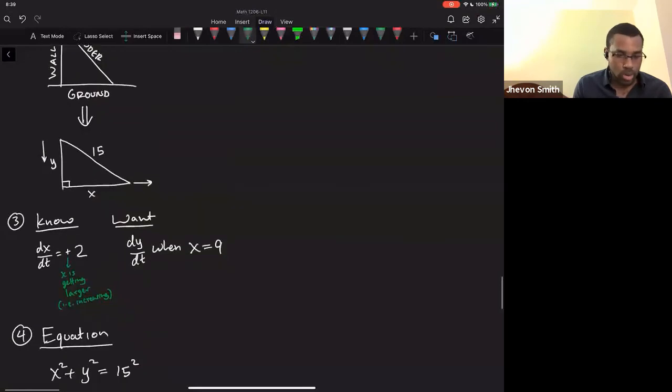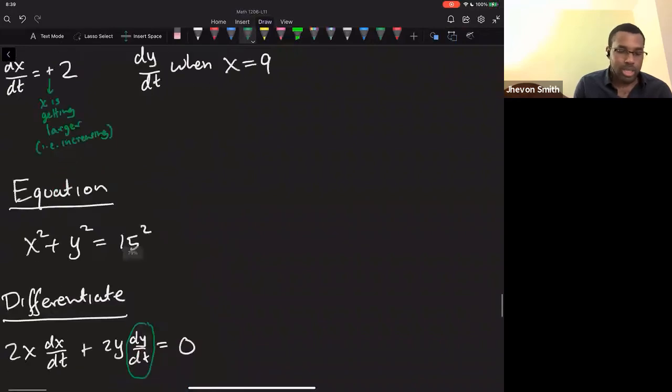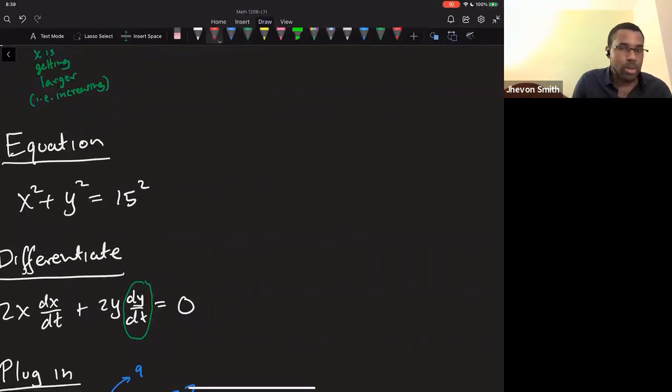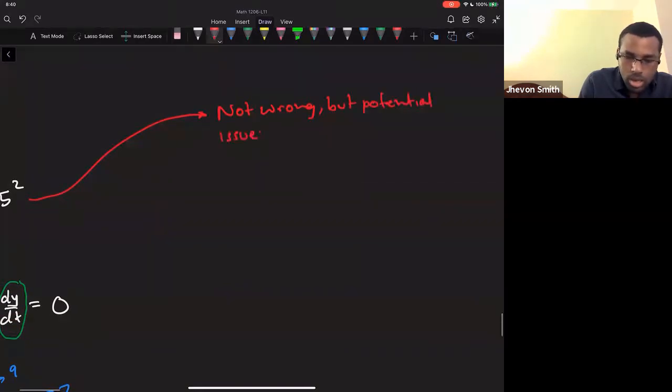What I want to do now, before moving on, is mention something that's technically not wrong, but an issue that could happen. Why did I recommend that if something is constant, label it by the constant? So here is something that's not wrong, but a potential issue. If you had that and you're like, okay, this is X, this is Y, this is Z, this is the thing that's out of place. Now, why is that bad?